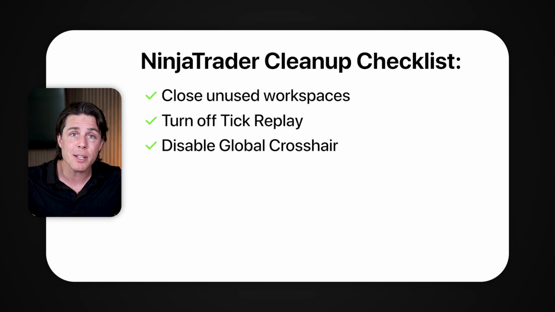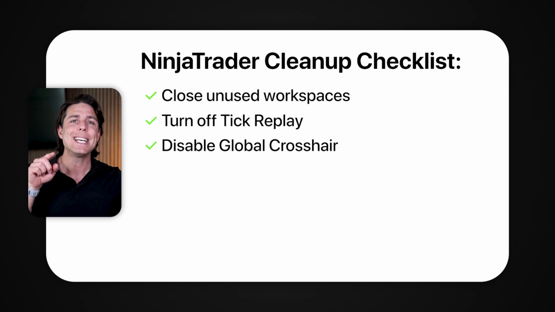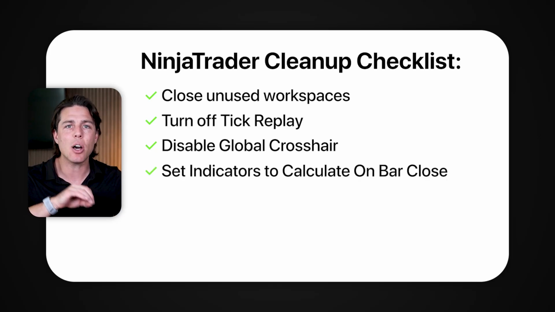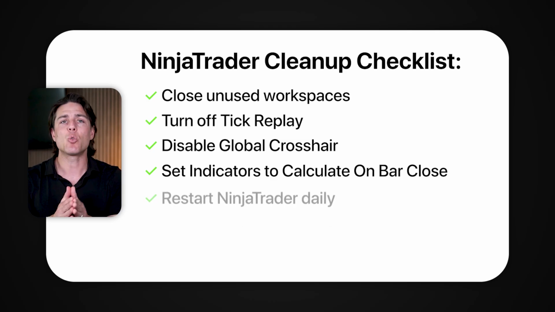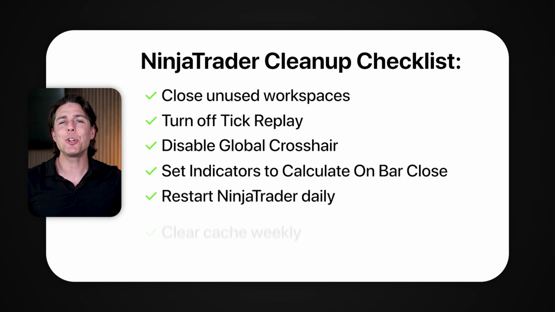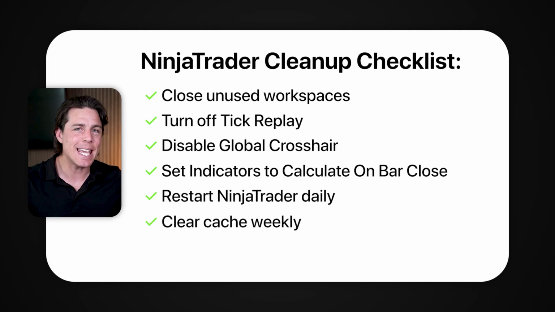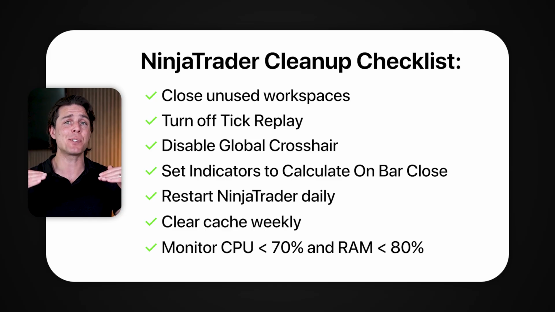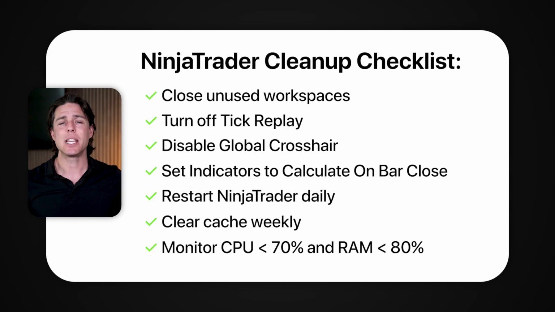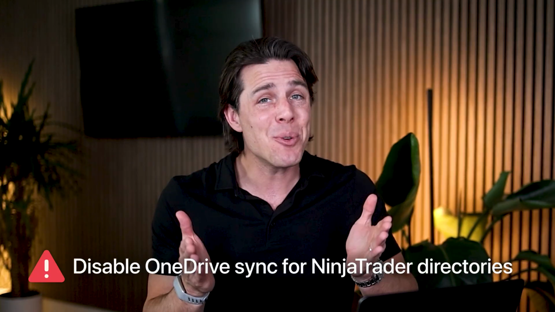Disable global crosshair across multiple charts. Set indicators to calculate on bar close when tick-by-tick updates aren't needed. Restart NinjaTrader at least once a day. Clear the cache every few weeks and keep an eye on resource usage. If CPU stays above 70% or memory above 80%, you have too much running. Critical setup note: if you use OneDrive, disable syncing for NinjaTrader directories. It's a known cause of crashes and data corruption.